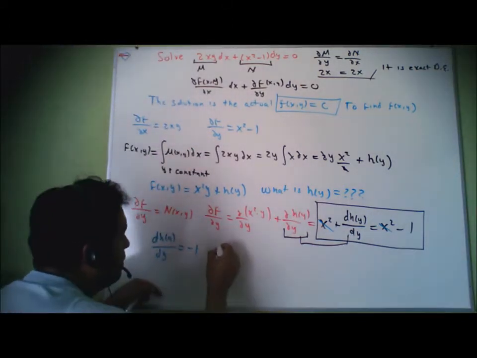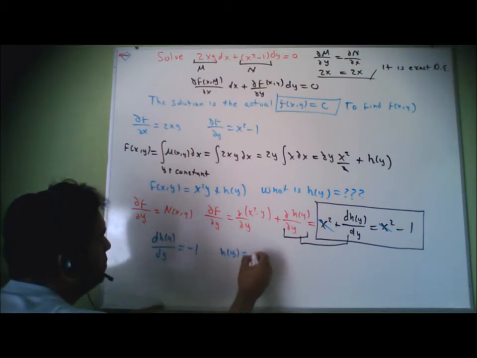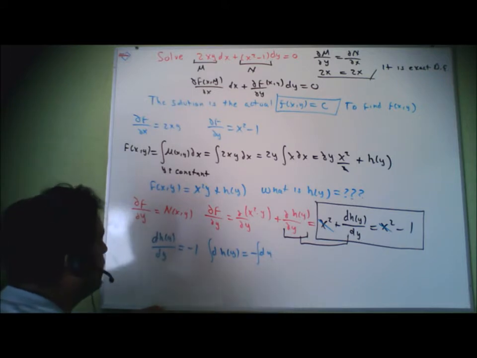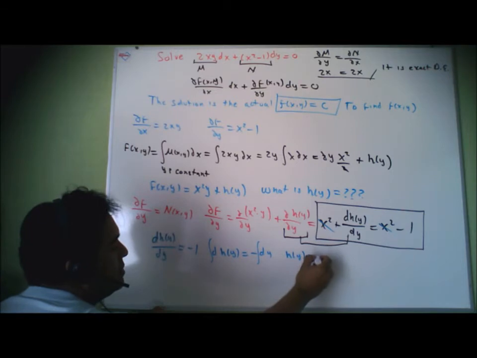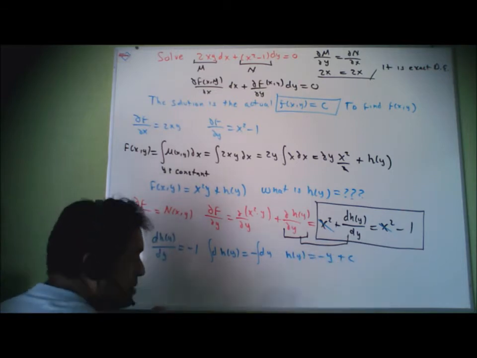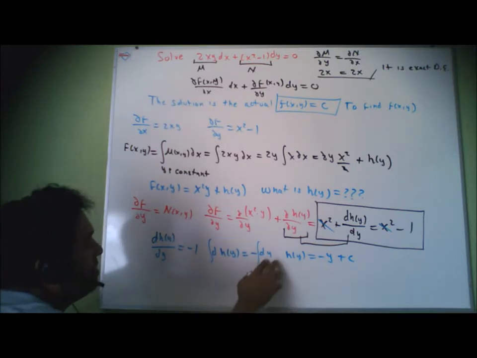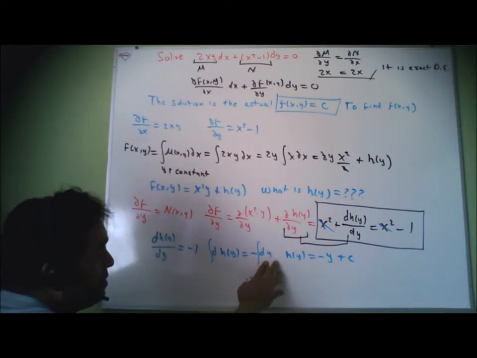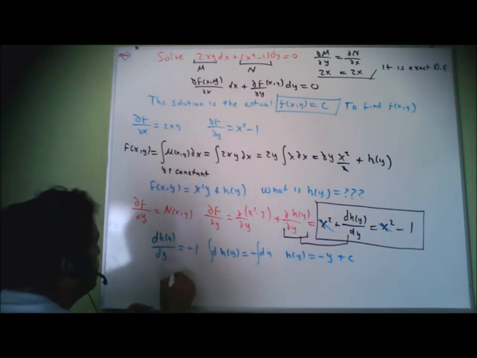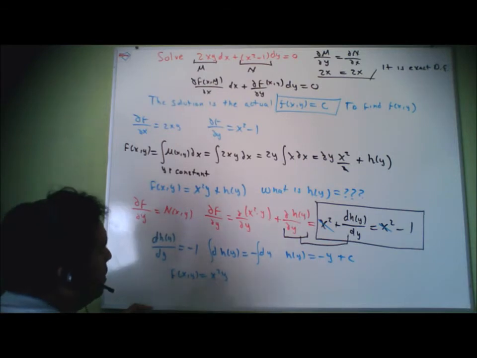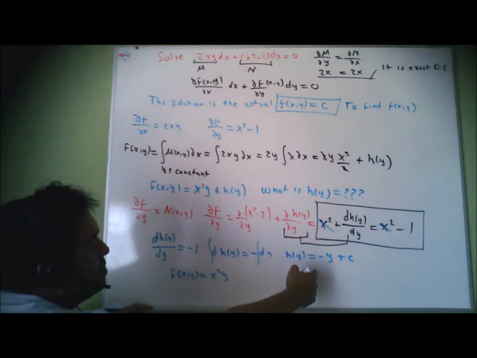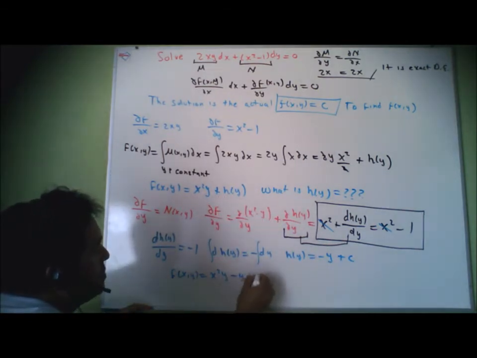So what is h of y? h of y is equal to minus the differential of y. Here differential, and you take the integrals because it is a variable separable differential equation. So h of y is equal to just minus y plus the constant. Now this constant is a normal constant because it is a normal integral. Alright, it's not a partial integral. Okay, so what you have here is the solution. The function of two variables equal to x squared times y plus the h of y that we just found, minus y plus the constant.